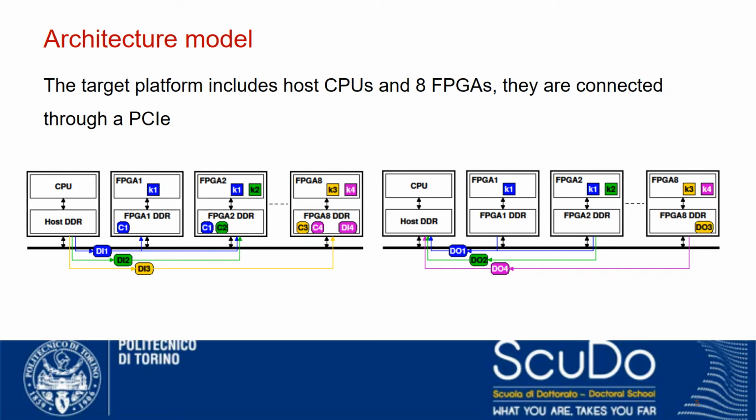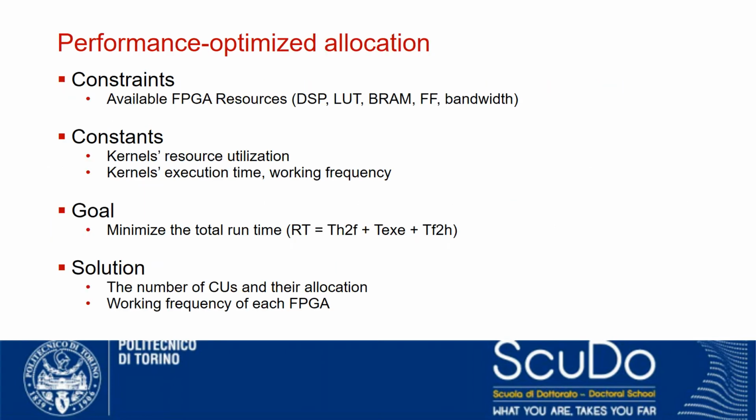Our target platform is the Amazon Web Services F1 instance, which includes CPUs and 8 FPGAs. They communicate through a PCI Express interface. The kernels are controlled by the CPU. The first figure shows the input data being sent to each FPGA by the CPU, while the second figure shows that the output data are collected by the CPU and made ready to send to the next stage.